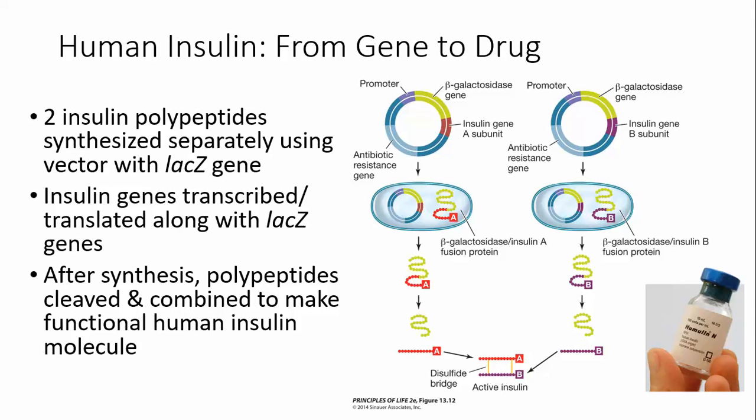Now we actually have two strains of bacteria. One will have one subunit for the insulin polypeptide, another will have the other subunit. We'll stick that into some bacteria. We'll get those bacteria to express that protein, and then we'll use some chemical reactions to cleave those peptides and fold them into their final shape to make a functional insulin molecule. And you can do this on a very large scale because bacteria are pretty cheap, easy, and fast to grow.